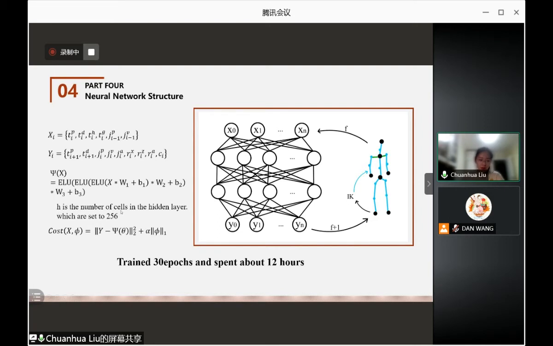The number of cells in the hidden layer we set to 256, and we train this neural network for 30 epochs, which takes about 12 hours.